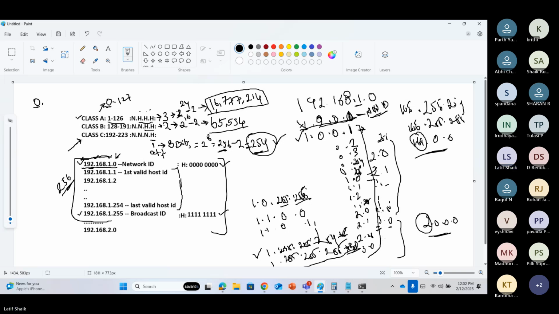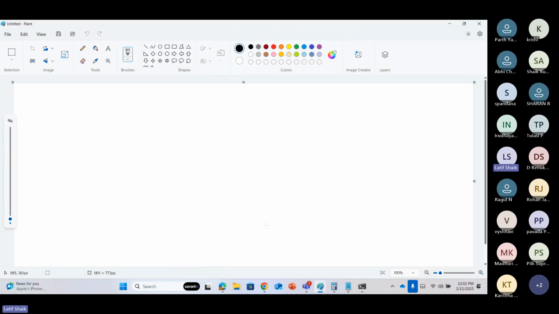Okay. Even you can take the ranges. In class A, only one network portion, remaining are host. See, only one network. It means the range of this is from 0 to 255.